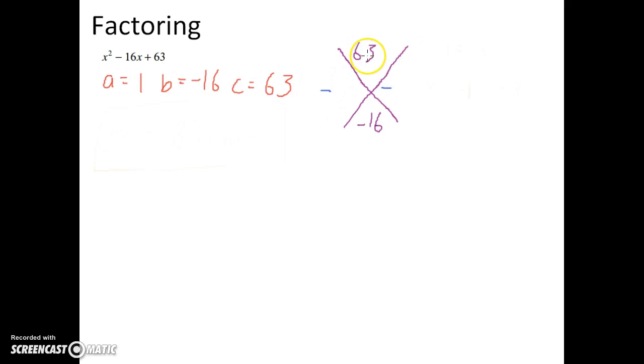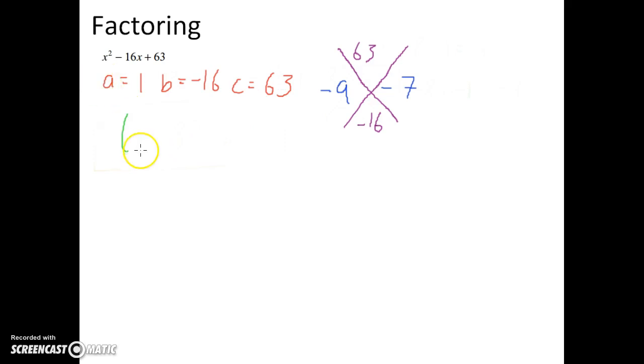And just guess and check. You can think about what multiplies to 63. So 3 and 21, 9 and 7. And I think it's going to be 9 and 7. So let's just check that. You can always guess and check, and if you're wrong, it's fine. You erase, you keep going. So -9 plus -7 is -16. If we multiply, we get +63. So we're good.